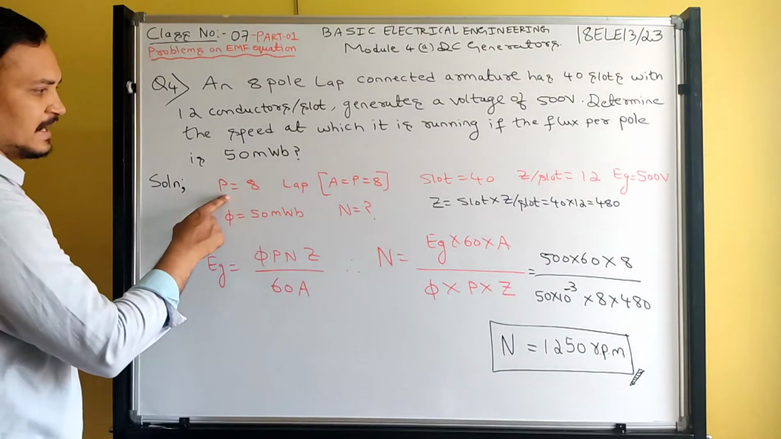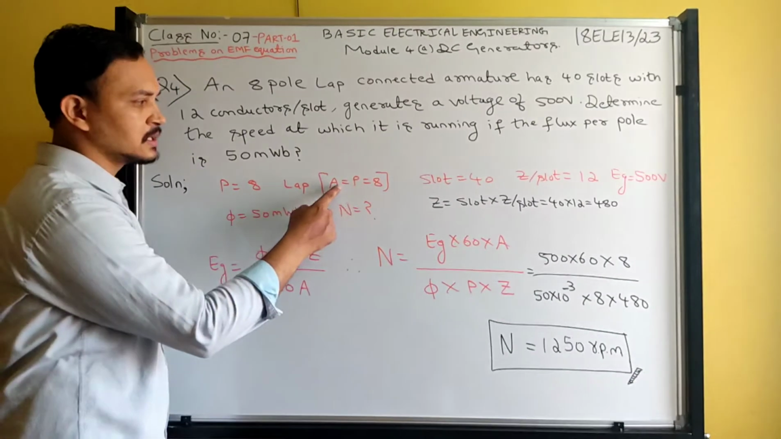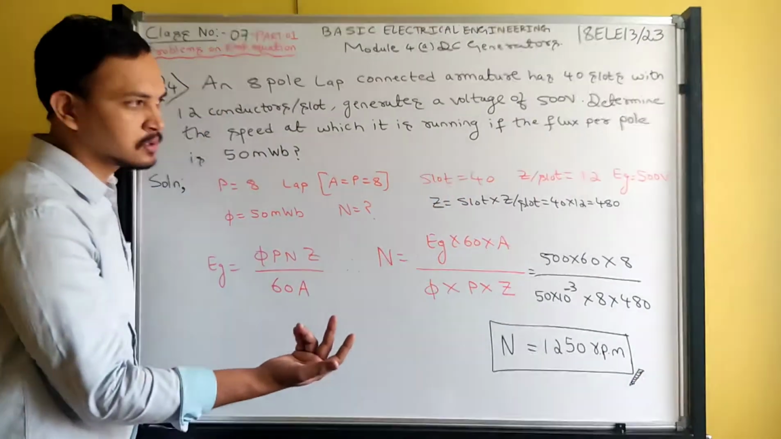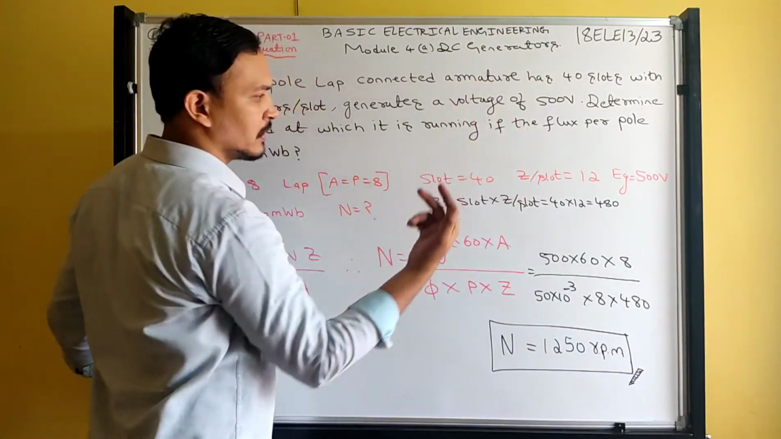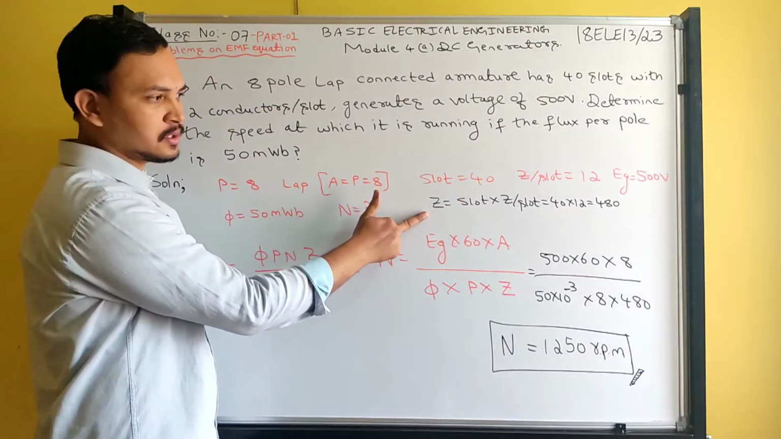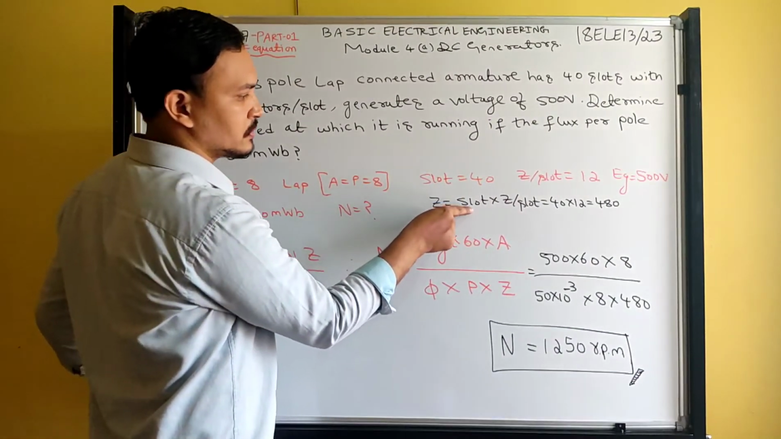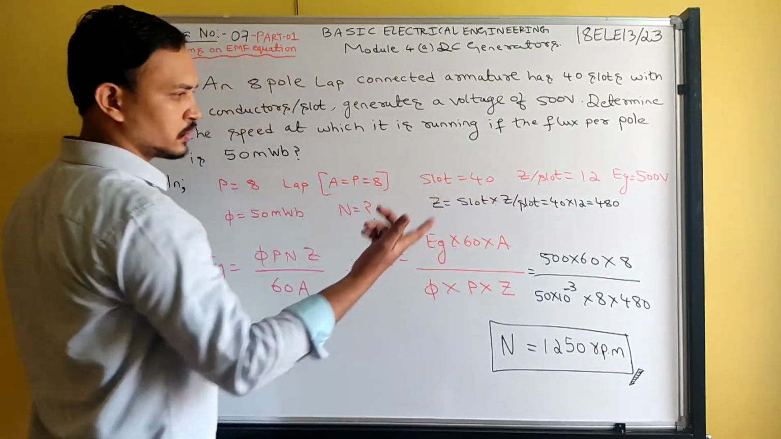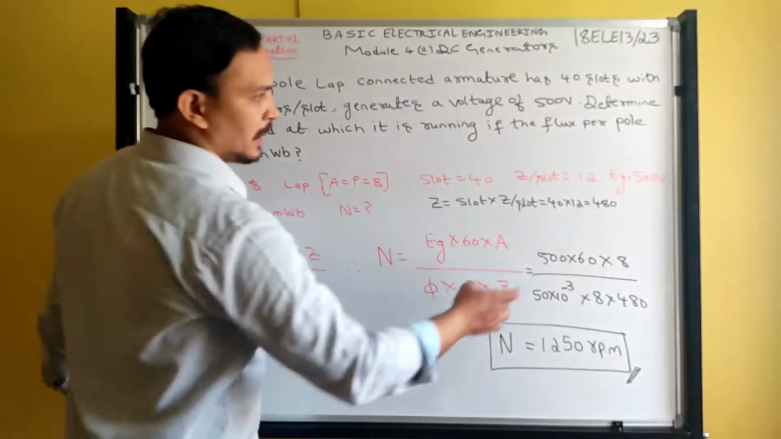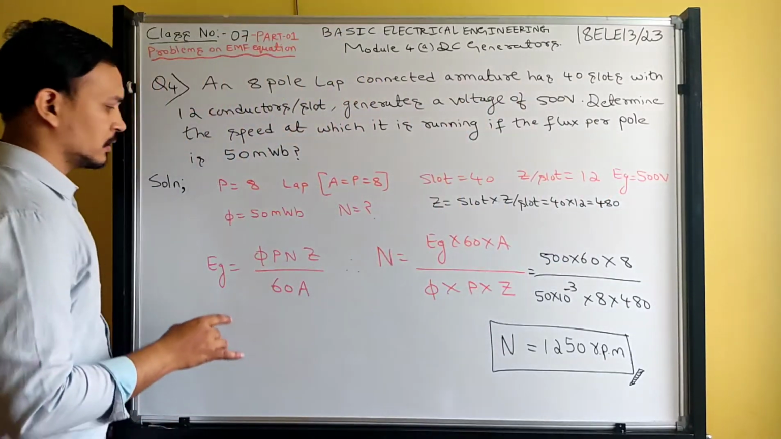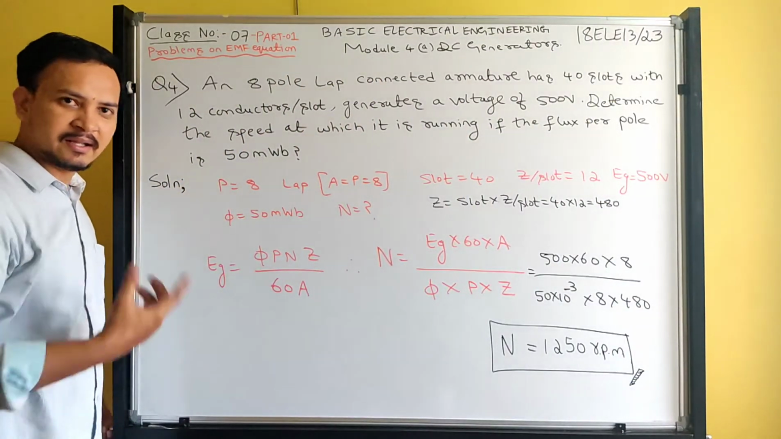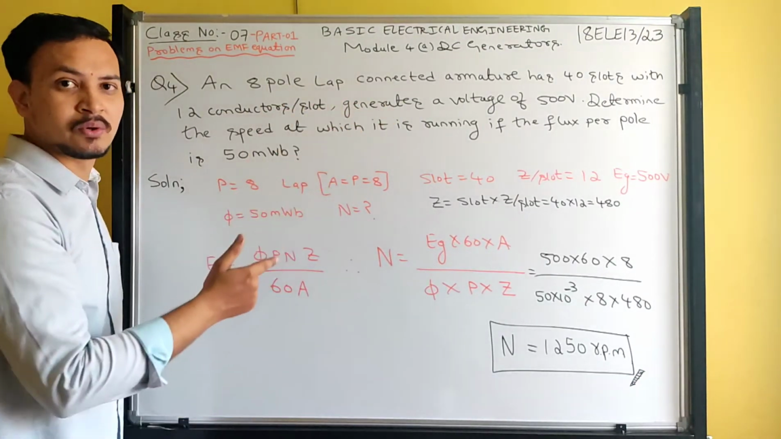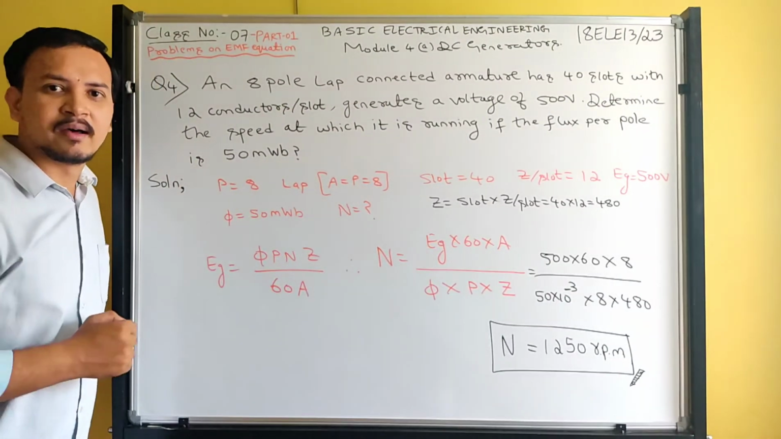Poles 8, lap connected, so A is equal to poles. How many poles? 8 poles. How many slots? 40 slots. How many conductors per slot? 12. So you have to calculate the total number of conductors: number of slots into conductors per slot. Simply multiply these two. 40 into 12 you will get 480. And they gave generated voltage 500 volts. Flux is 50 milliweber and they are asking what is the speed of the machine, the speed at which the machine runs to generate that much voltage.